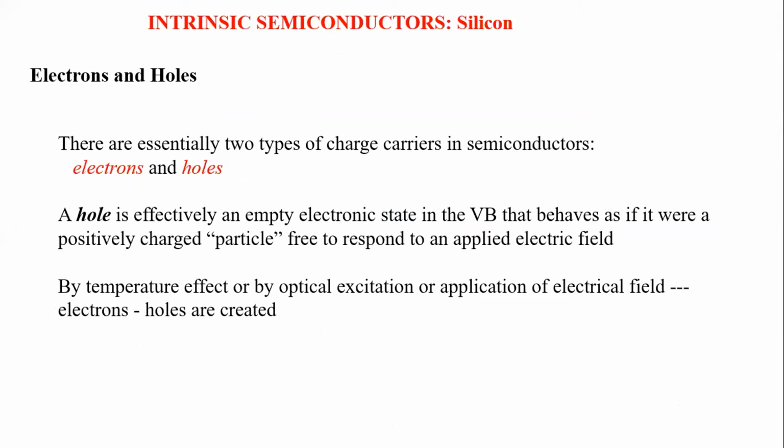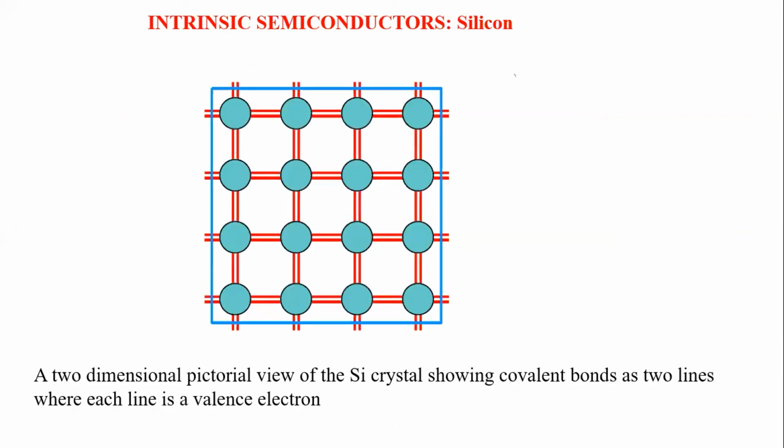You can heat it, you can shine light, you can give mechanical disturbance also. The electron will start to move in the lattice in the case of silicon or germanium. So let's have this diagram. Let me draw a two-dimensional pictorial view of silicon here. The covalent bonds are represented by two lines surrounding the atom. These are valence electrons, right? Each line is a valence electron.